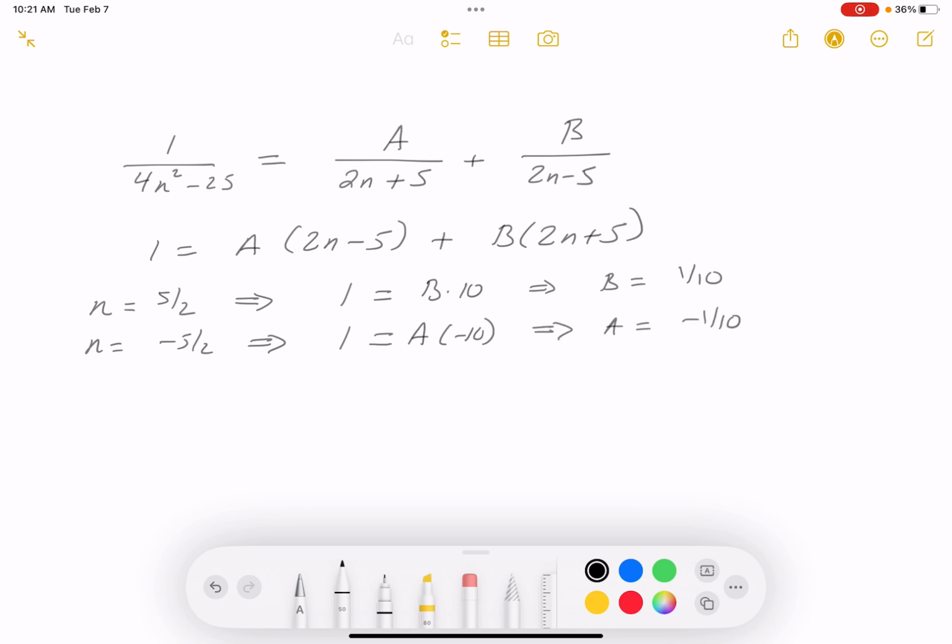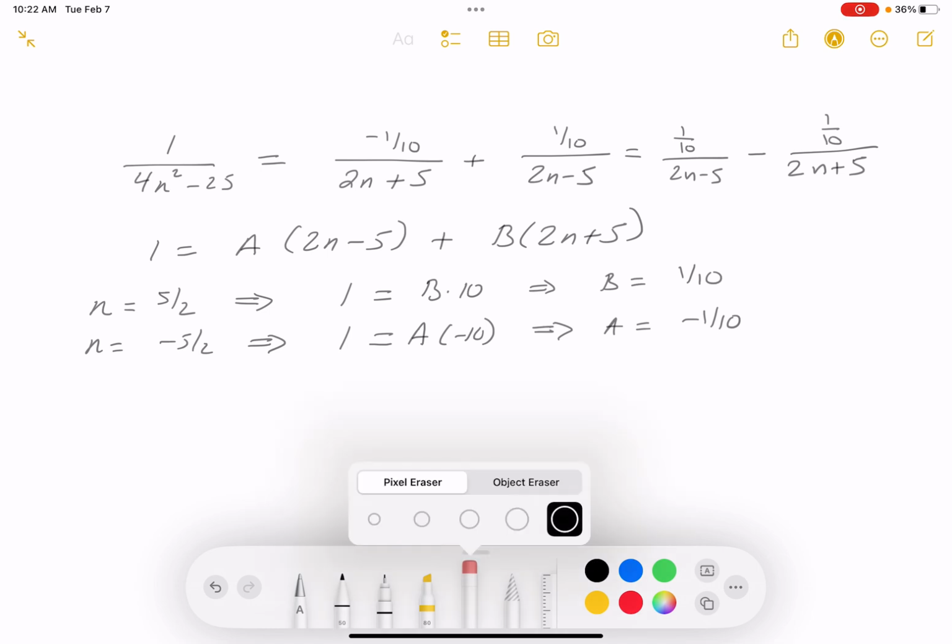All right, I'm going to take my eraser out, and I'm going to erase this business over here. And I'm going to write down for you. So the a was minus 1/10, and the b was 1/10. I'm going to write this a little bit differently. I'm going to write it as 1/10 over 2n minus 5 minus 1/10 over 2n plus 5. All right, get my eraser out, and I'm going to move to the next step.